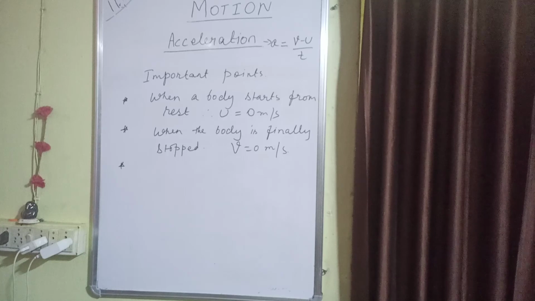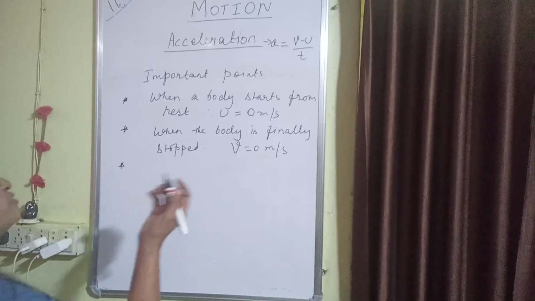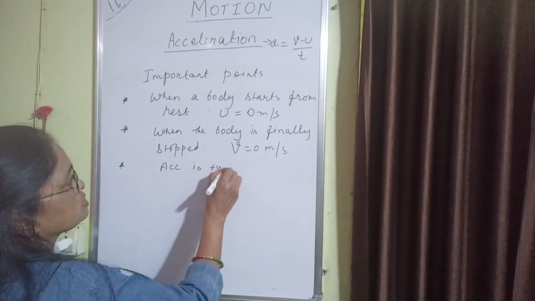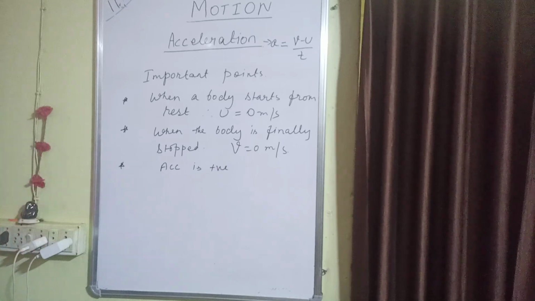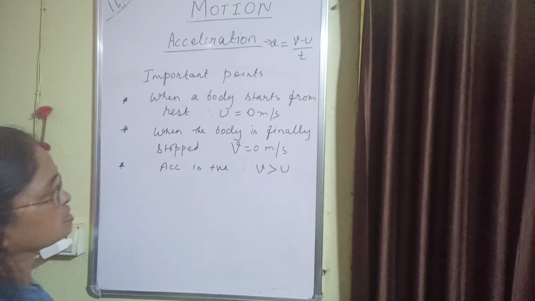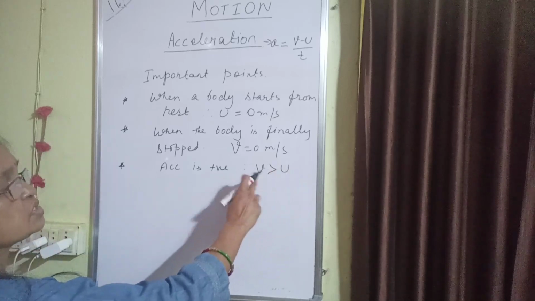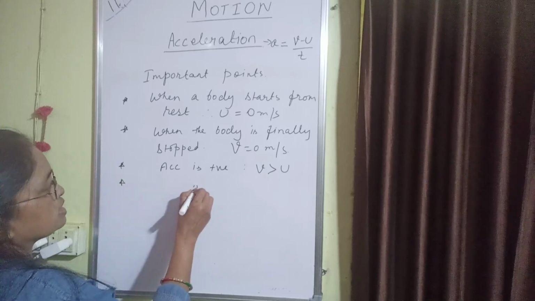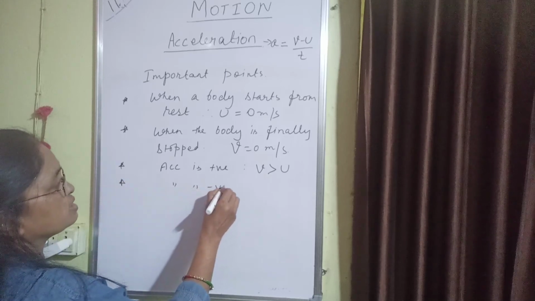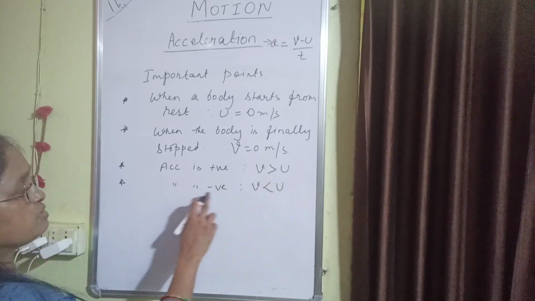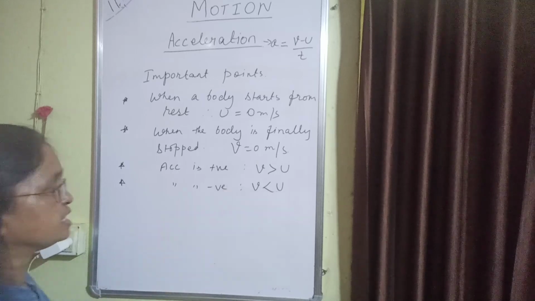Then be careful, one more thing: acceleration is positive when final velocity is greater than initial velocity. Naturally v minus u is positive. Acceleration is negative when v is less than u, and negative acceleration is known as retardation.